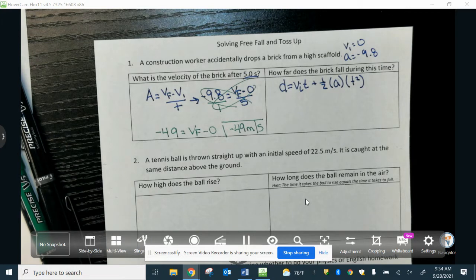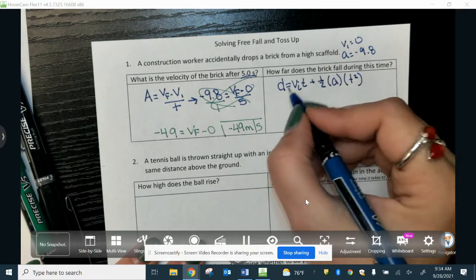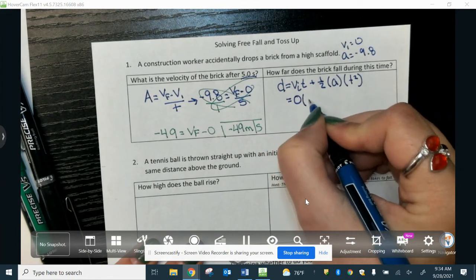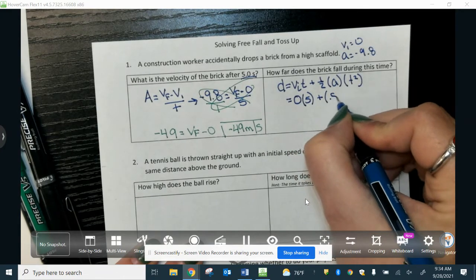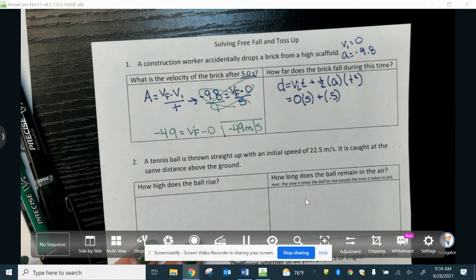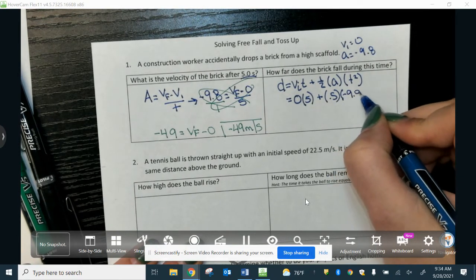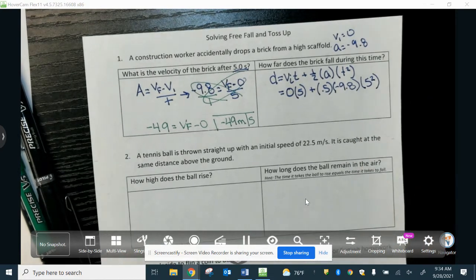I think some of y'all, when you're putting them in the calculator, are putting this in a little bit wacky, and the calculator's not liking what you're doing. So my initial is 0. My time is 5 seconds. Plus 1/2 can also be written as 0.5, times negative 9.8, times 5 squared.